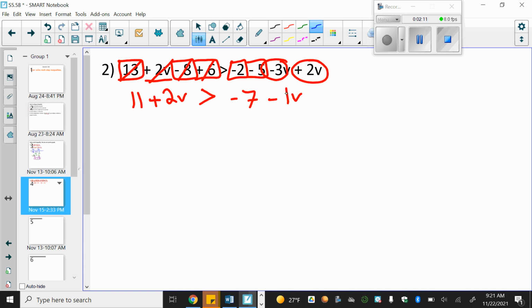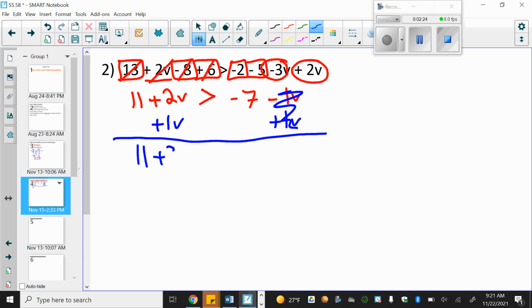So I'm going to go to step 3 where I'm going to move my variables to one side. So plus 1v and plus 1v. I like to go from right to left, so this is how I do it. I make these make 0. And so what I do to one side, I do the other. So this is going to make 11 plus 3v is greater than negative 7.